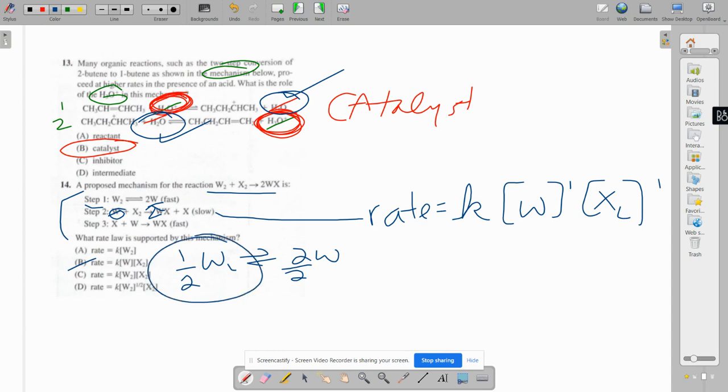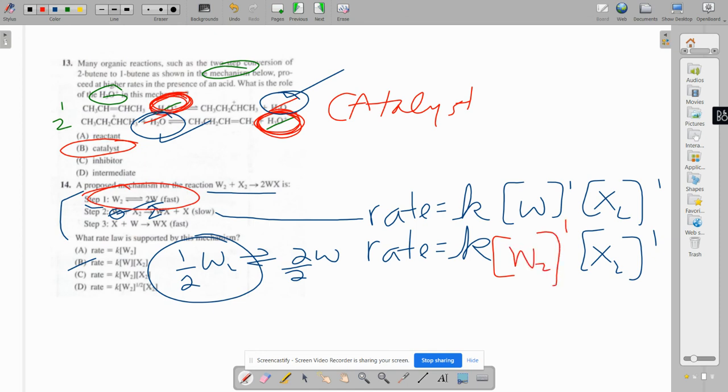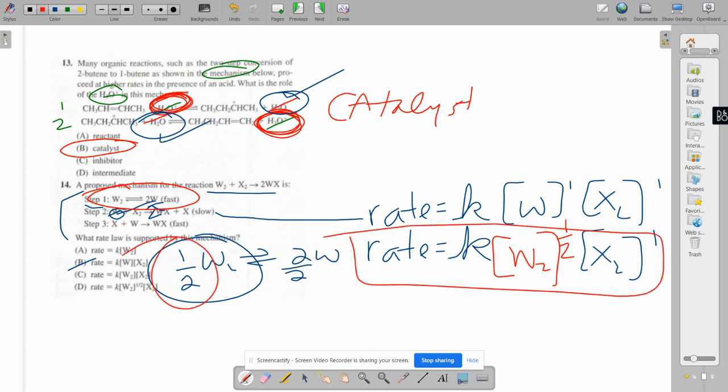Okay, so if you just follow that through, because we're substituting in, you have to make those match exactly. What that means is that the rate law is still dependent on the slow step, so it'd still be the X squared raised to the first. But for that W, we're going to substitute where it came from, which is W2, and it's got a 1/2 in front of it, so it's going to be raised to the 1/2 power. So that would actually be the rate law for this reaction, which looks like it is choice D.